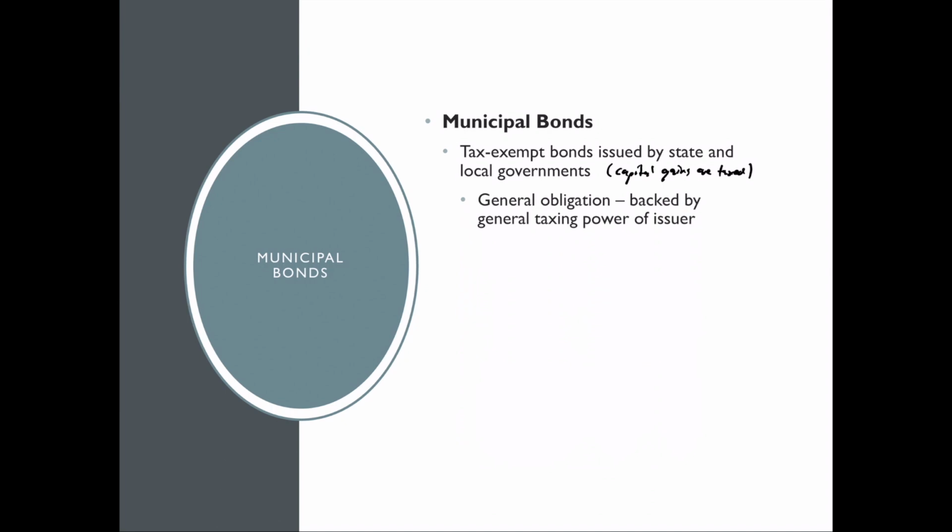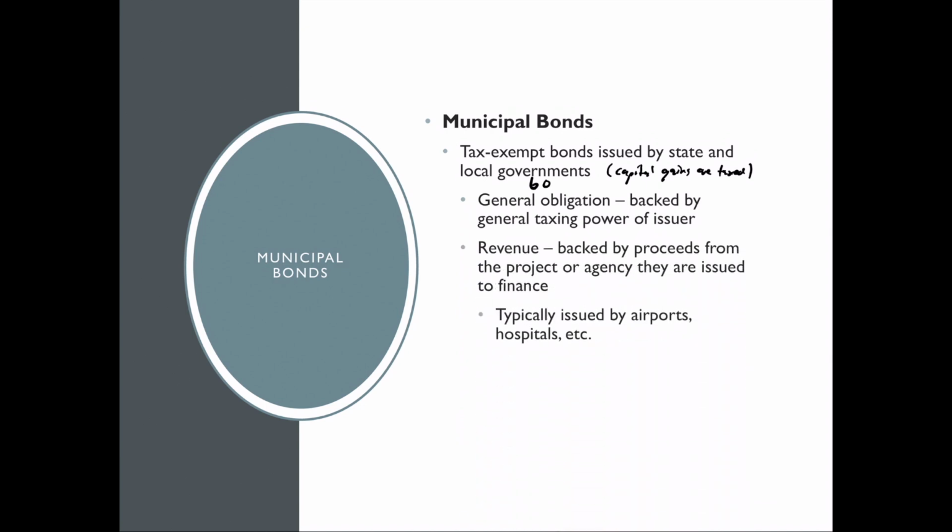First, there are general obligation bonds, or simply GOs. These are backed by the general taxing power of the issuer, so backed by that particular local government or state. And this type of debt is rated just like corporate debt. We'll discuss ratings when we talk about corporate bonds, but these are rated based on their default risk.